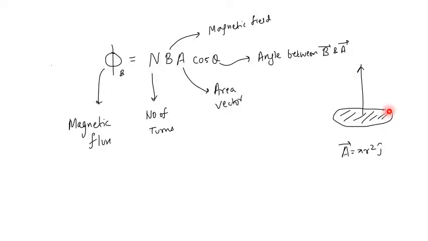Suppose we have a circular coil like this. The area vector will be given by the value of area, that is pi r square, and the direction of the area vector, that is j cap. This is how we calculate magnetic flux. Magnetic flux can change in the following ways: if we change N, if we change B, if we change A, if we change theta. So if someone asks how many ways there are to change magnetic flux, there are four ways: N, B, A and theta.